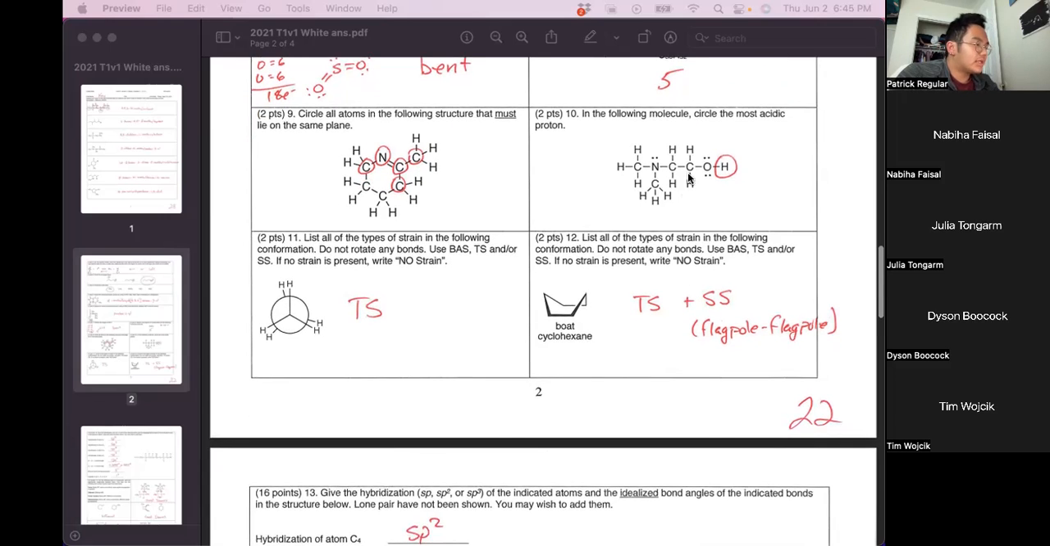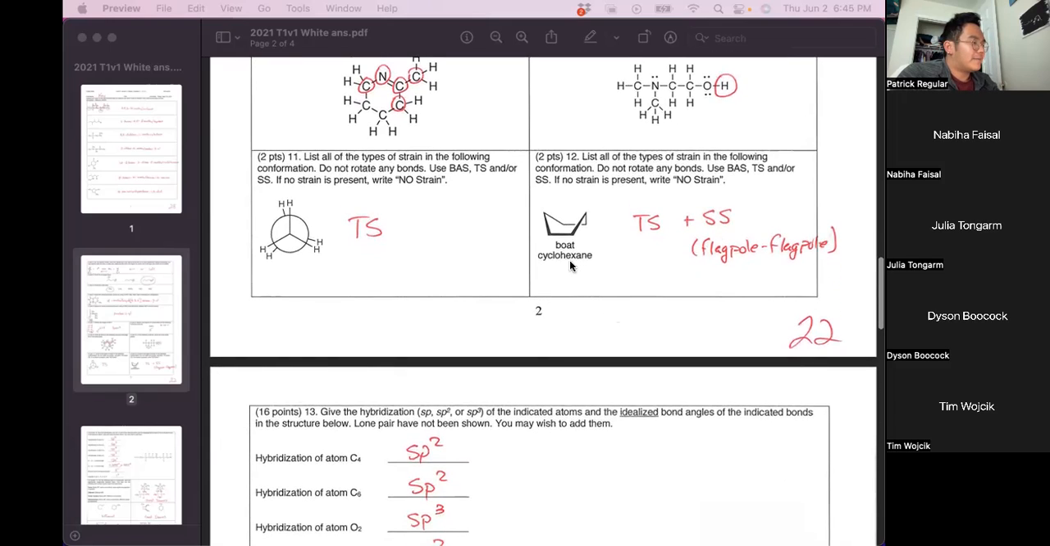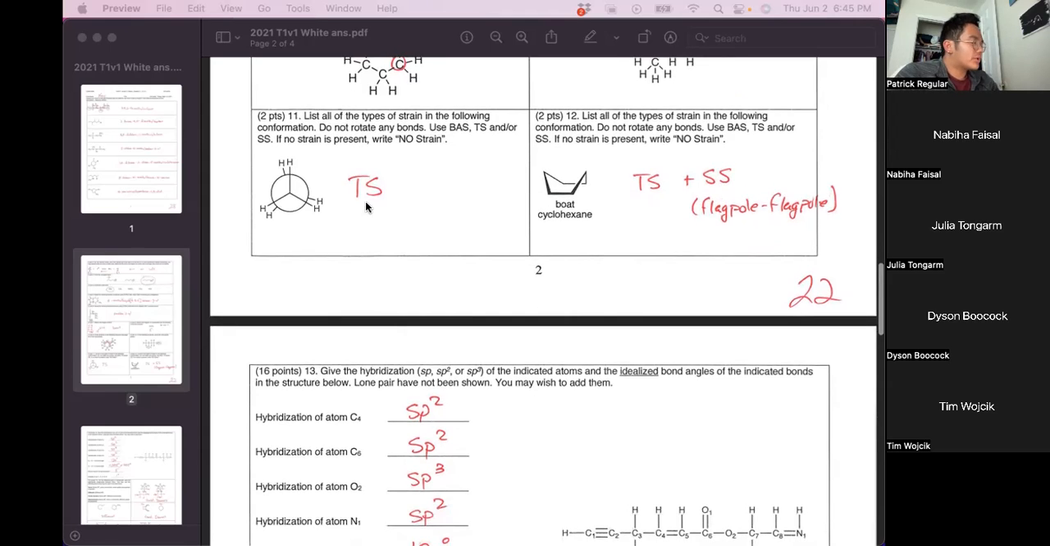The most acidic proton, well, this is the only proton attached to an electronegative atom, so that one's pretty obvious. Boat conformation, torsional strain, because there's an eclipse formation between these 2 carbons, and you just have to write that. You don't have to write the flagpole strain, but it is present in the boat conformation. And for this one, there's torsional strain because they are eclipsed.